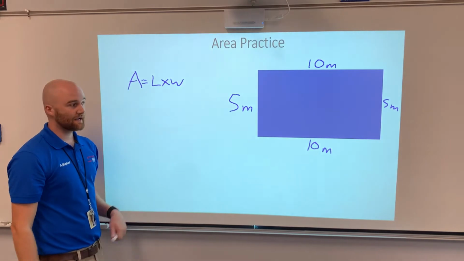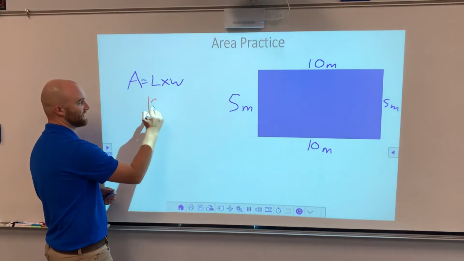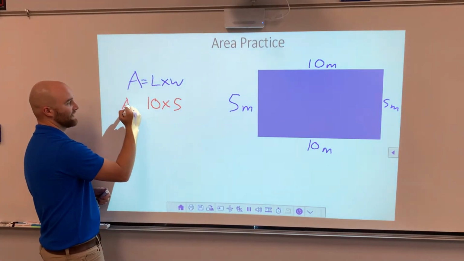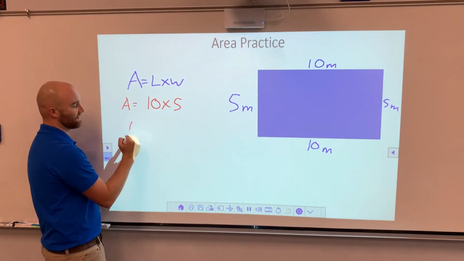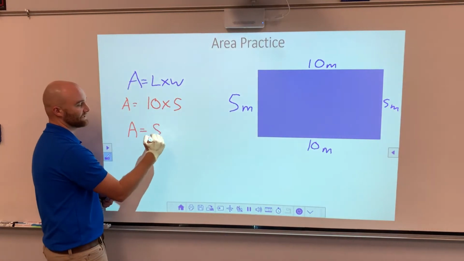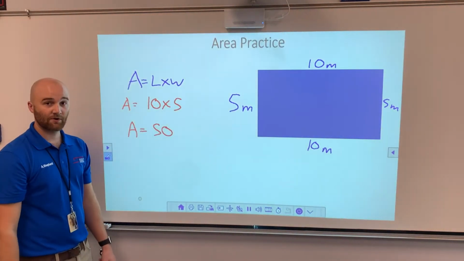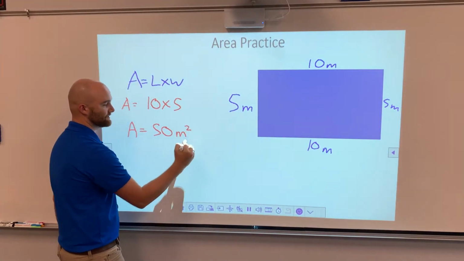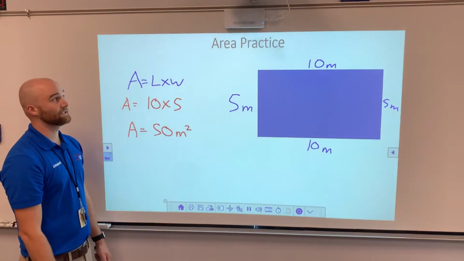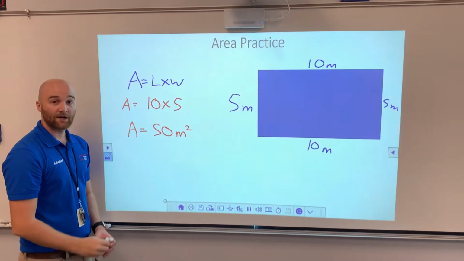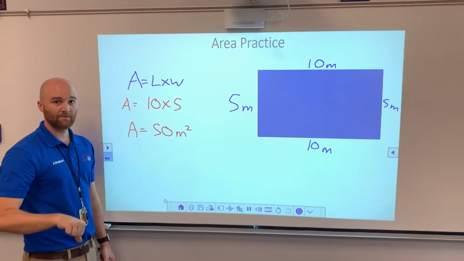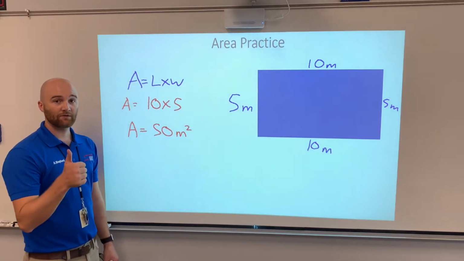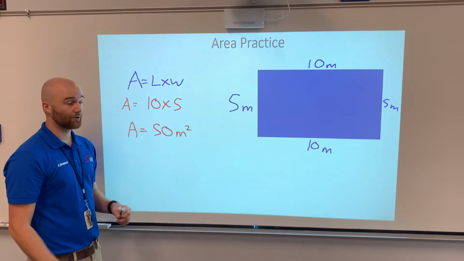Okay, so to find the area, I'm going to do the length of 10 times the width of 5. My area is equal to 10 times 5. That means that my area is 50. If I just wrote 50, it wouldn't be correct because this is 50 meters squared because it's measuring area. How'd you do? Did you get it right? Did you get it wrong? If you got it wrong, go back to the beginning of the video and watch again. If you got it right, let's move on and let's try some hard problems.